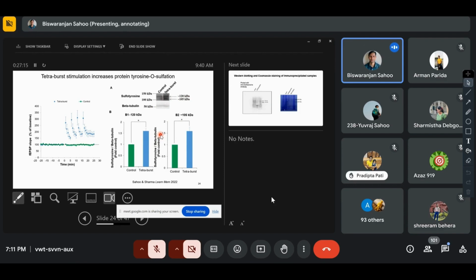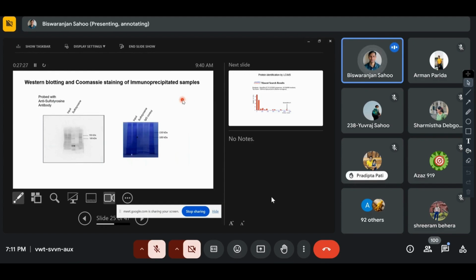So we thought, wow, if LTP stimulation increases protein tyrosine sulfation, what are the proteins that are getting tyrosine sulfated? We tried to find out the answer.